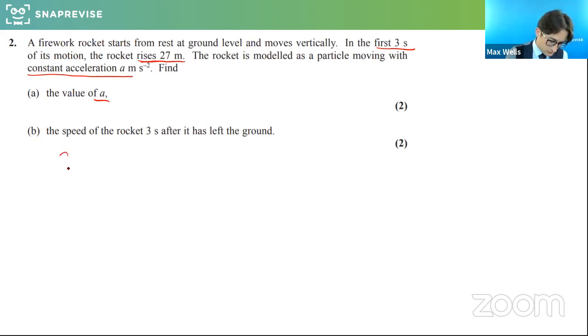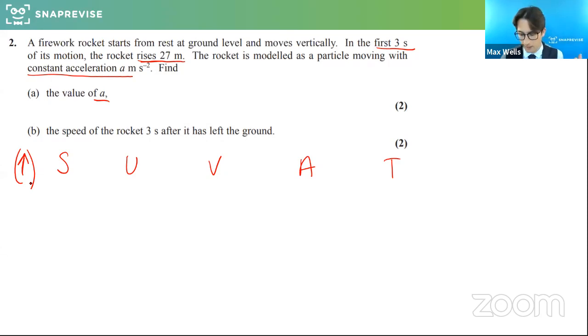Cool, so let's just start, even if you're working ahead of me here, by filling in what we do know. So it rises 27 meters. So I'm going to probably set the upwards direction as positive. It doesn't actually really matter because we're just looking at what's happening upwards. So S is going to be 27, well spotted. A is what we're looking for. Time is 3. And what other things do we know? We also know U. What would U be for this question? Is that something I didn't really highlight?